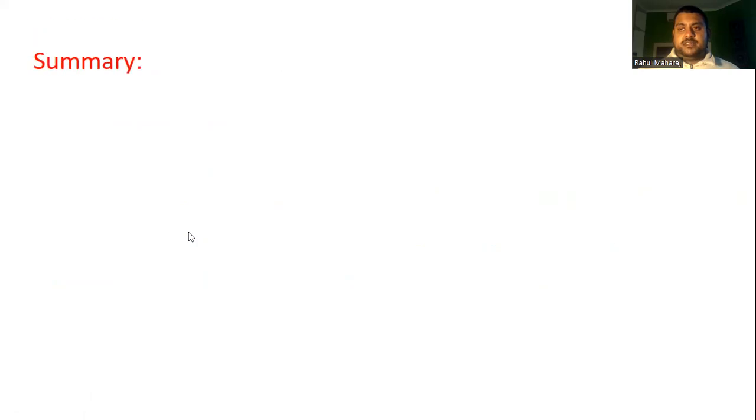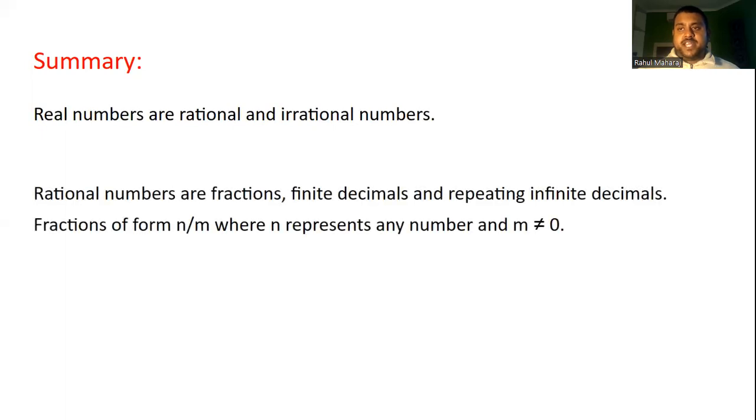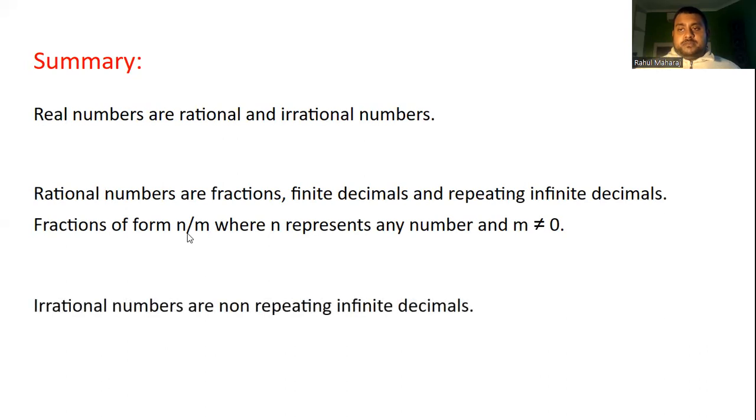So in summary, real numbers consist of rational and irrational numbers. Rational numbers are fractions of the form n over m or n over d, where the numerator can represent any integer and the denominator can represent any other integer than 0. Irrational numbers are numbers that cannot be written as fractions, and an example of those would be infinite decimals that do not repeat.